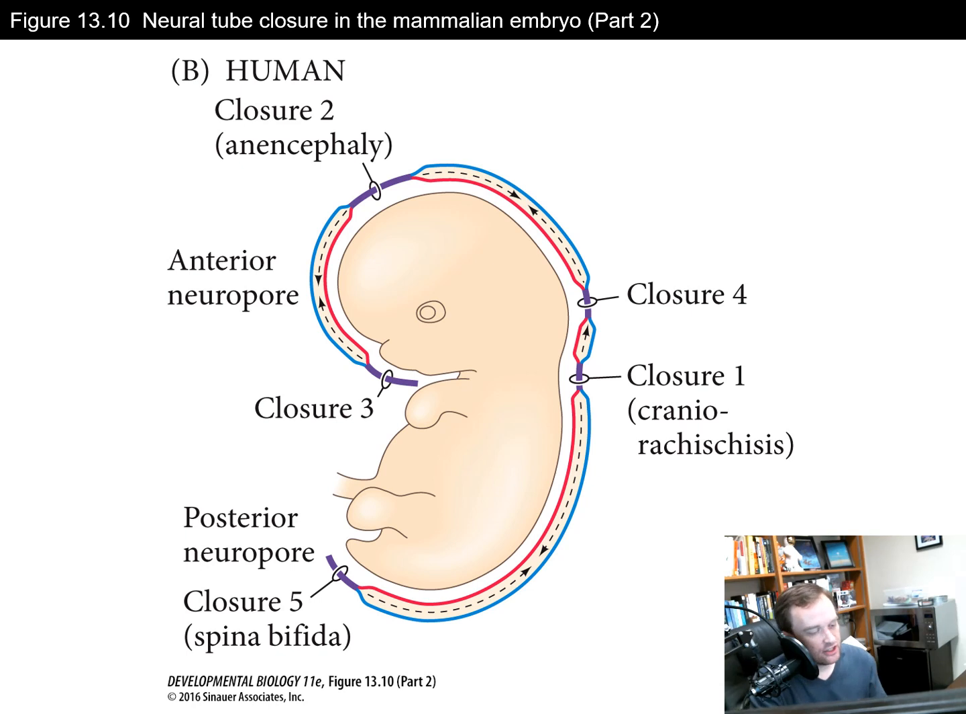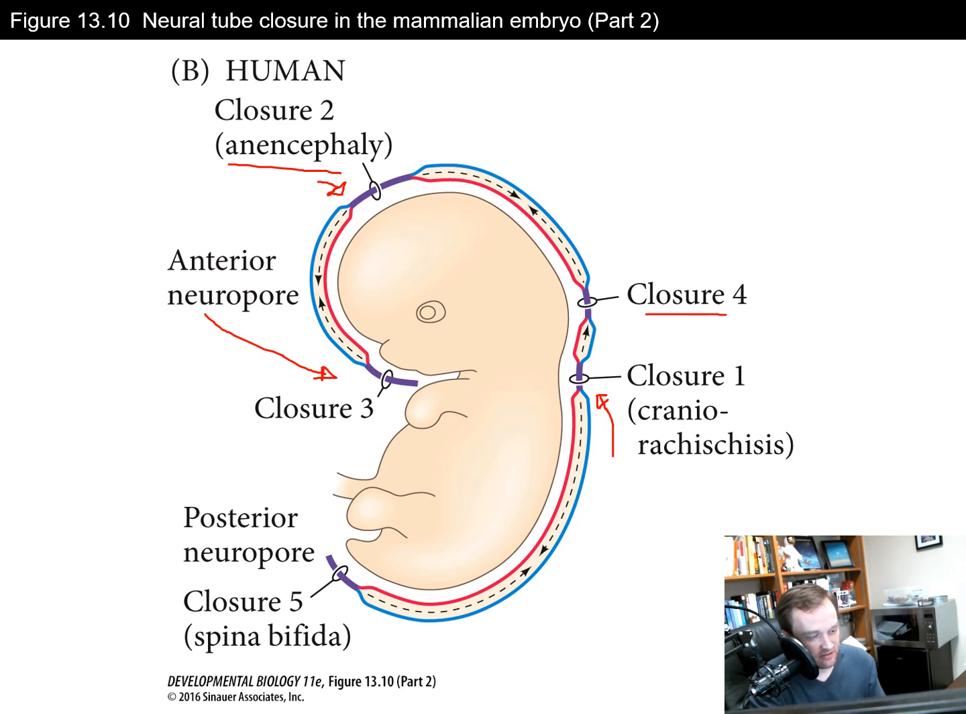Now, if we were to look at human, it's very similar to the mouse, where we have the anterior neuropore at the mouth. That's closure point 3. We have the anencephaly closure point 2 at the top of the head, and we have the cranio-rachischisis closure point at the back of the neck here. But in addition, humans have a fourth neural tube closing point, and this is at the hindbrain, in the beginning of the lumbar region, and closure point 4.